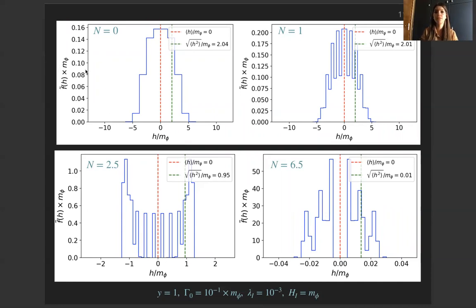You have the PDF at the end of inflation, after 1 E-fold, after 2.5, and after 6.5 E-folds after the end of inflation. And note that the horizontal axis over here is actually shrinking in size, and that is reasonable because, as I mentioned before, after inflation, Higgs oscillations are damped, and as a result, at every Hubble patch, Higgs values tend to decrease further and further with time. So the width of the PDF will also decrease with time.